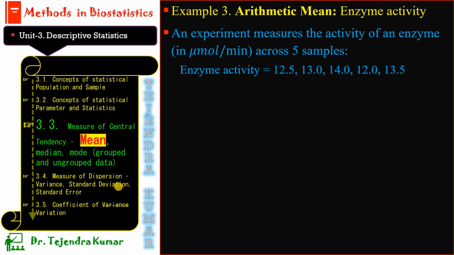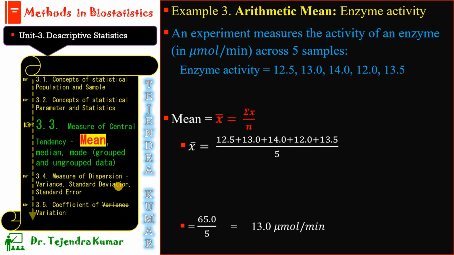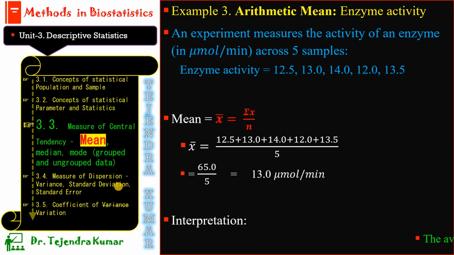In the next example, it is related to arithmetic mean again, and the example is enzyme activity. An experiment measures the activity of an enzyme in micromole per minute across 5 samples. So enzyme activity is 12.5, 13.0, 14.0, 12.0 and 13.5. Let's get the mean. X bar is equal to summation x upon n. We will get the answer 13.0 micromole per minute. Interpretation. The average enzyme activity is 13.0 micromole per minute.